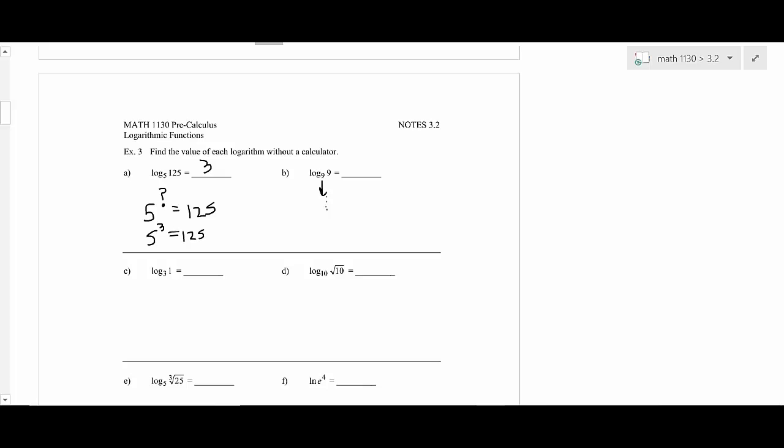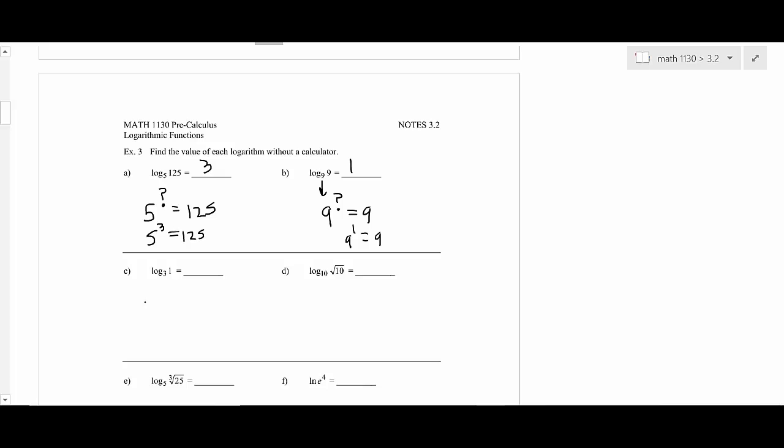Okay, the next one. Log base 9 of 9, you're saying 9 to what power is 9? So what's the answer? 1. Okay, 9 to the first is equal to 9. So the logarithm base 9 of 9 is equal to 1 because 9 to the first is 9.